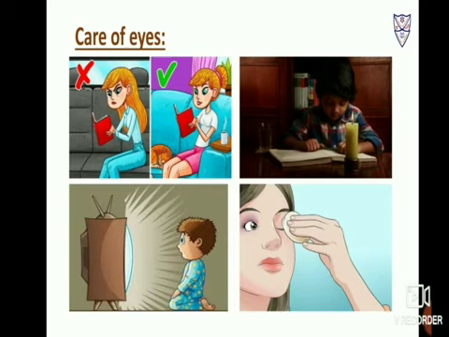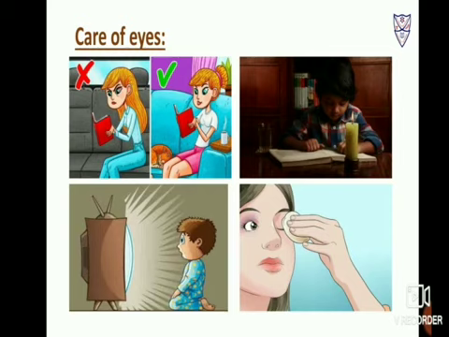Now see the second one. Do not read in dim light or very bright light. Insufficient light can cause eye strain and headache, and too much light can injure the retina. So one should read in good light.